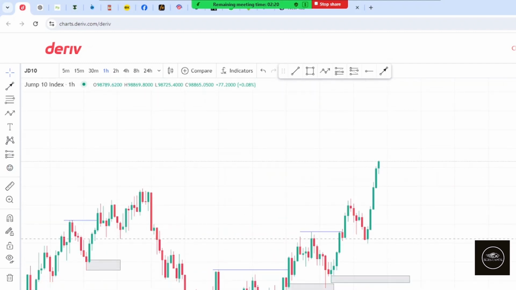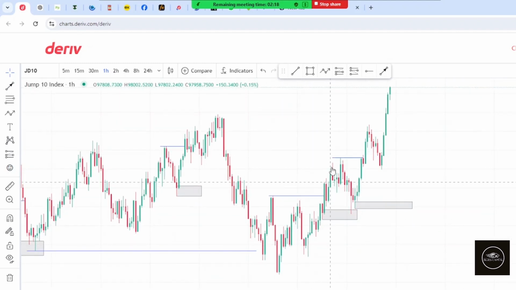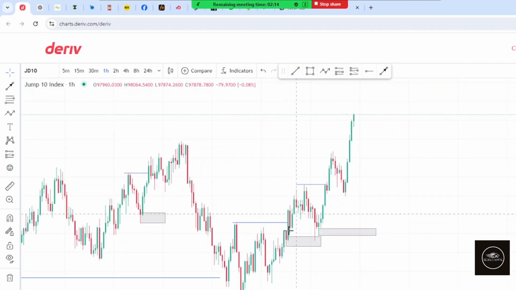So this is the trend. You can see this is an internal structure. Remember, this is an internal structure. You can see the trend, the high, the low, the high, low, the high. Maybe this is an inducement for me. This still was an inducement for me. That's liquidity.